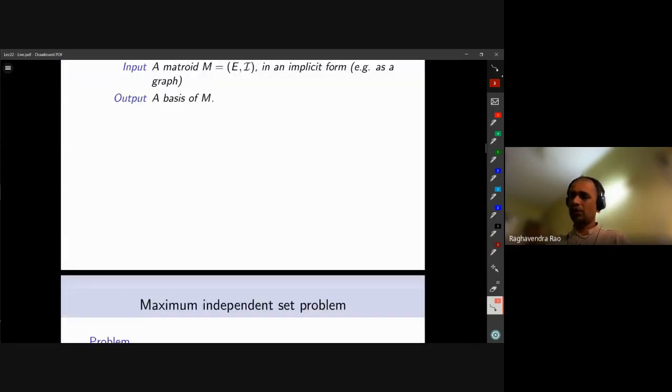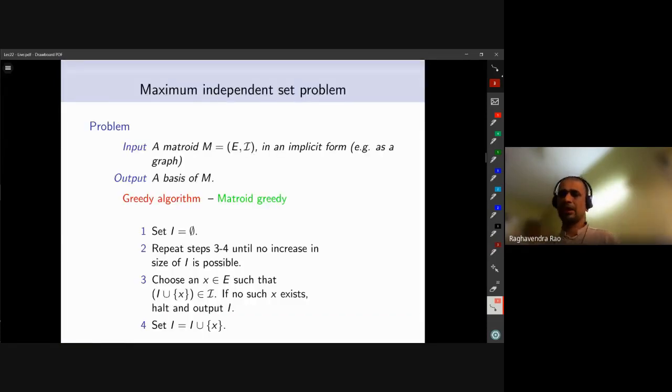So a generic algorithm, like I described pictorially, this is a precise description of the algorithm. You start with the empty set as independent. Now you repeatedly, successively try to add an element. So choose any x. We didn't say anything specific here.